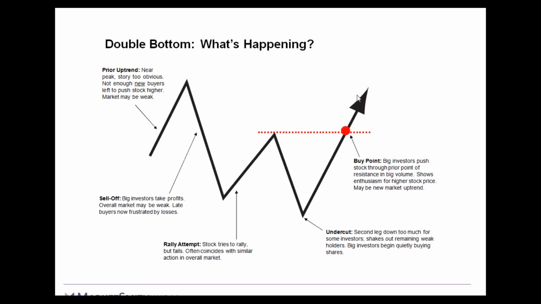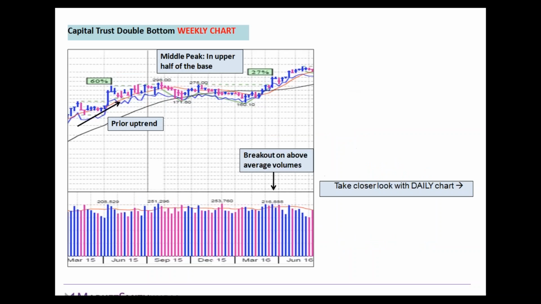Okay, a few examples of a double bottom. So this is a weekly chart for Capital Trust. Again, you see there's a prior uptrend here. People have been buying the stock. It's a good company. Institutions have faith in this. They have been buying it for some time, and then it starts correcting. It forms a bottom. It starts rallying again.